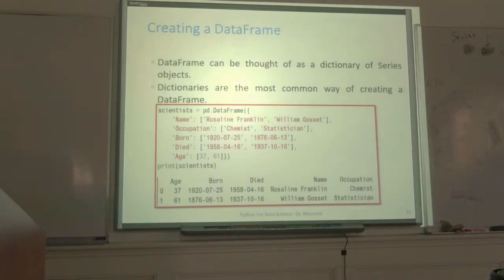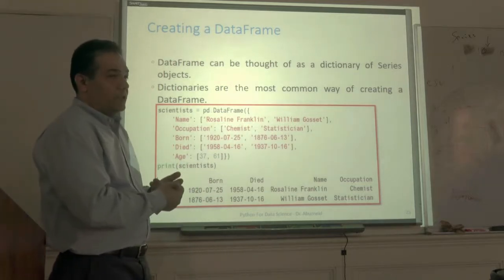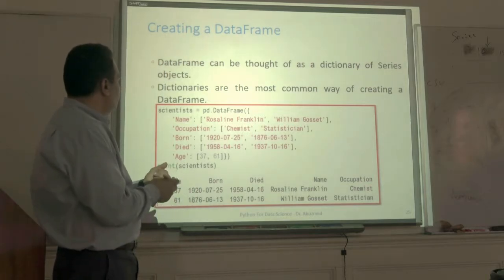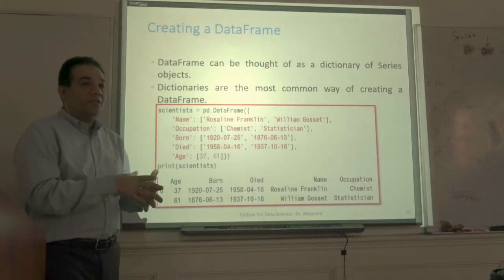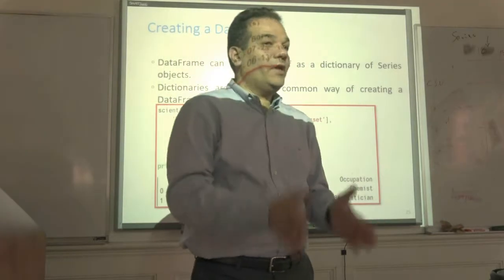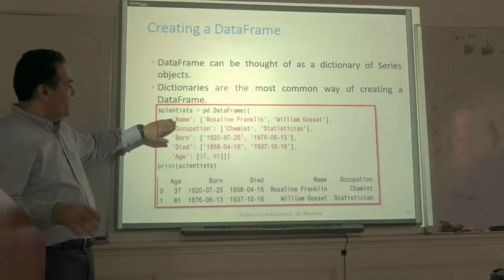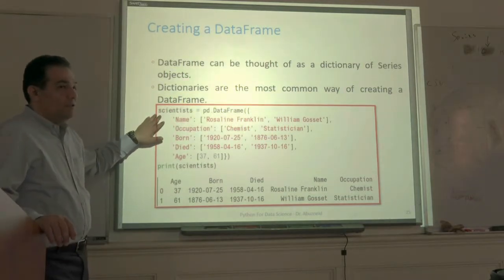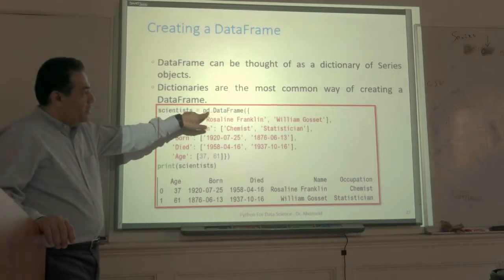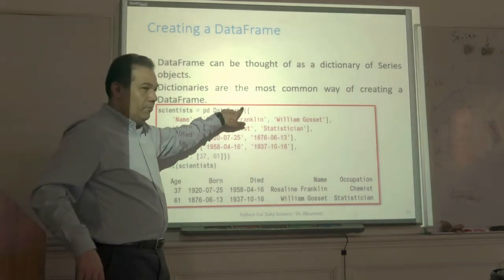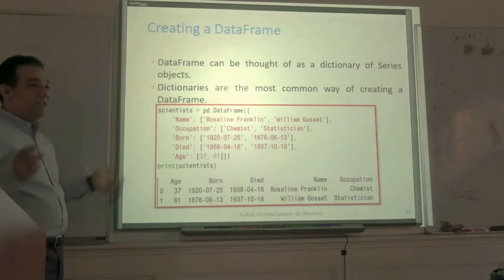All right. A data frame can be thought of as a dictionary of series objects. Dictionaries are the most common way of creating a data frame. So to create a series, we use a list. To create a data frame, what do we use? Dictionary, right? So look here. Scientist, what is scientist? A data frame. Scientist now is a data frame. So pd for pandas, and to create a data frame, we use DataFrame, D capital, F capital. And now I'm putting in a dictionary.